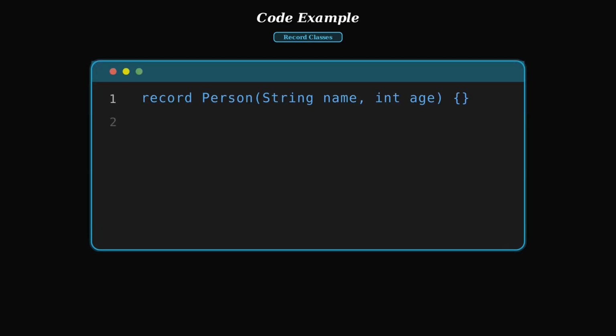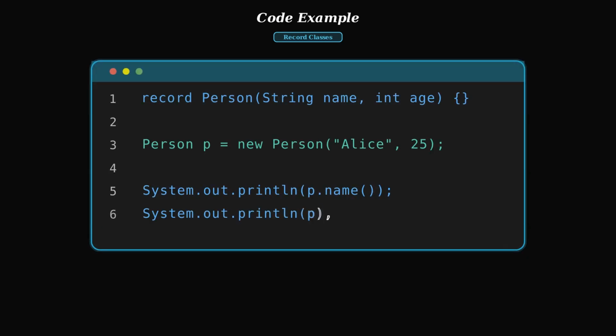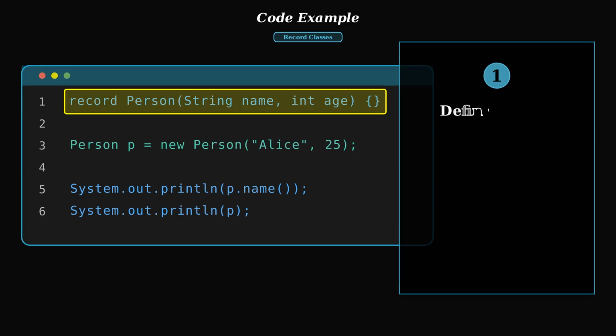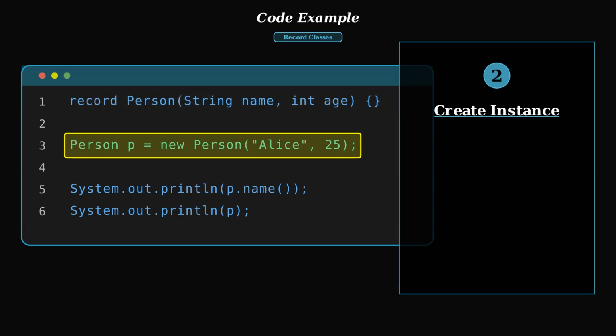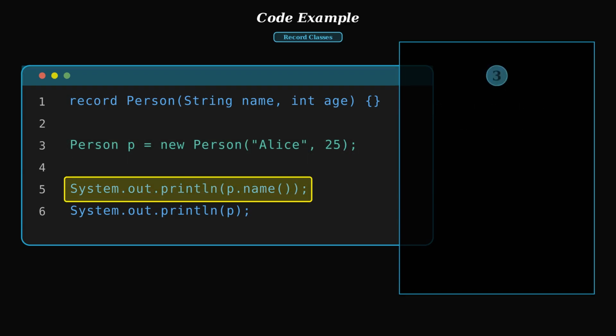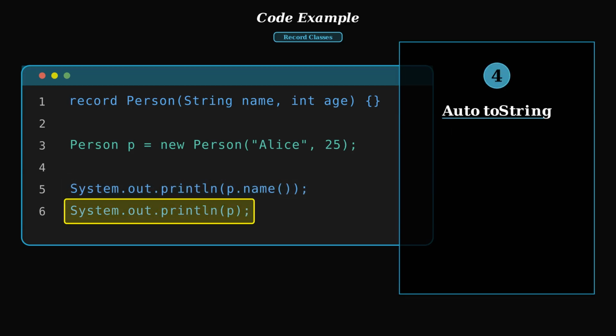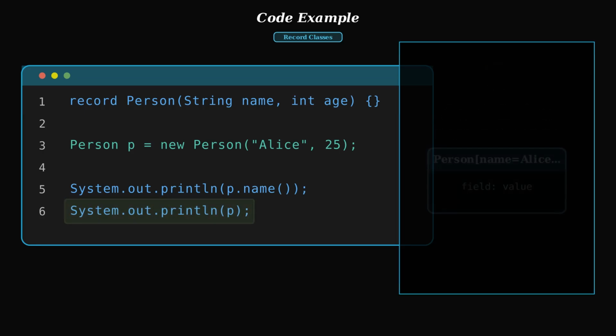Let's see how to implement record classes in code. Here is the implementation. Define record. Declare immutable data class. Create instance. Instantiate with values. Access field. Use accessor method. Auto toString. Record provides toString. Now let's see the output of this code.